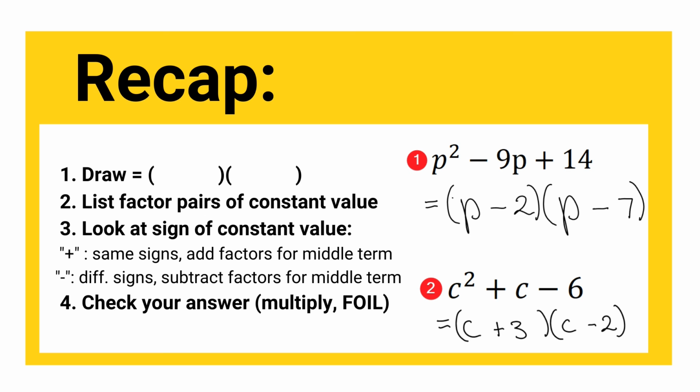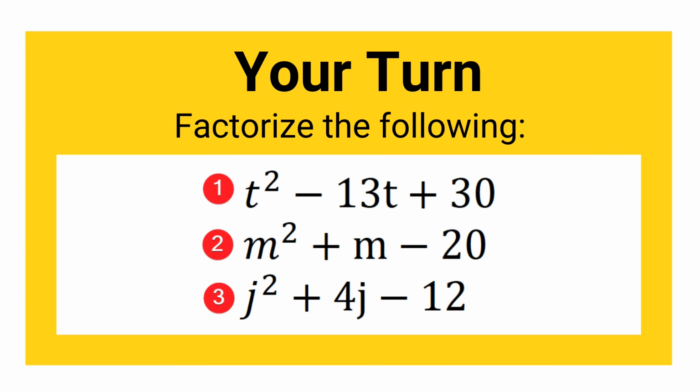Finally, you're going to check your answer by multiplying out the brackets together using the FOIL method, and it needs to equal the original expression. So if your answer equals the original expression, you are correct. Now it's your turn. Try and factorize the following. Pause the video here, write them down, and give it a try.